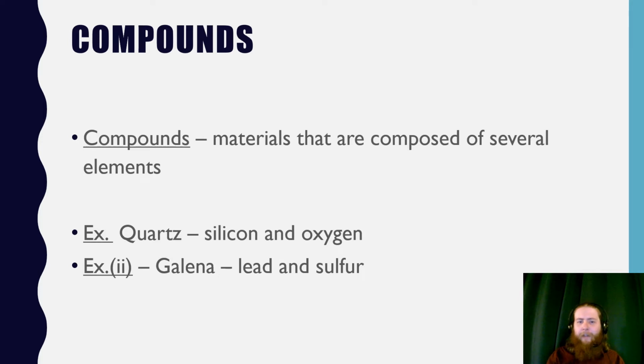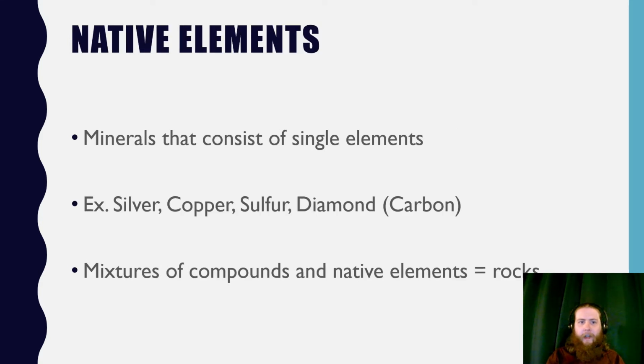So compounds, these are materials formed of several elements. For example, quartz is a compound of silicon and oxygen, and galena is a compound of lead and sulfur. So they're made up of different atoms that make up a different constitution for them. Native elements are ones that consist of single elements, things like silver, copper, sulfur, or even diamond, which is just carbon. Mixtures of compounds and native elements equal rocks, and most of what we see in our day-to-day life are rocks.